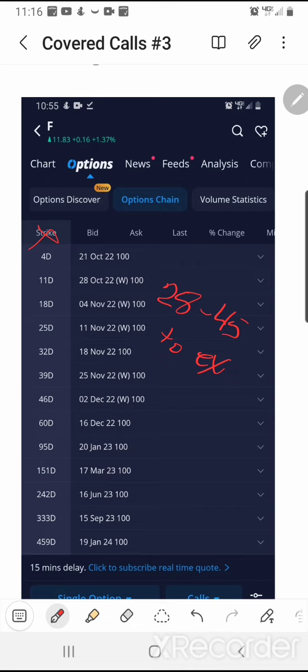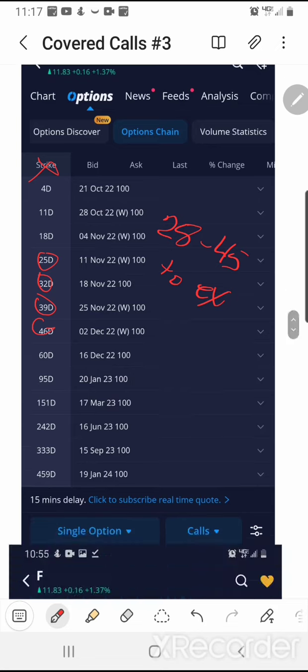So in the long term, you want to stay out 28 to 45 days to expiration. So we're looking at 25, 32, 39, 46, that range. If you go over that, you're kind of pushing it out. Your returns might not be quite as good for what you're putting into it.